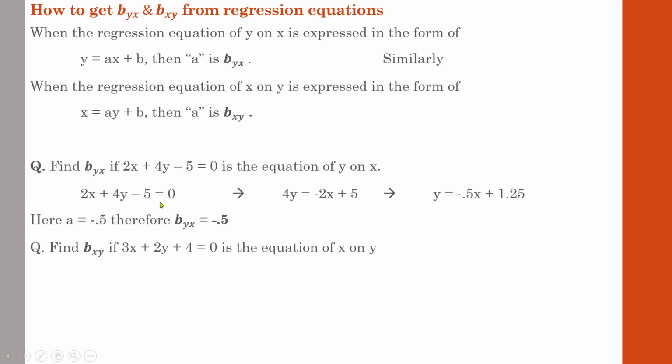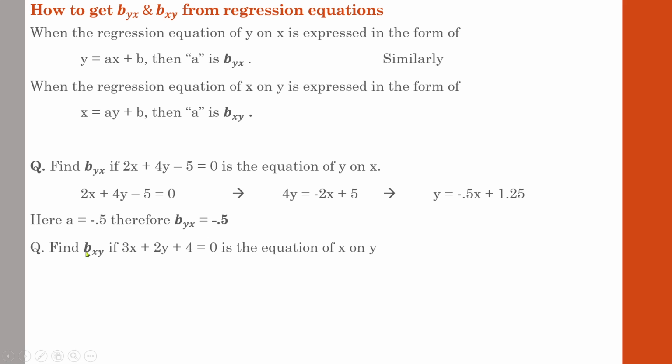Find bxy. Bxy means this one. If 3x plus 2y plus 4 equal to 0 is the equation of x on y. Usually in the question they may not specify the situation as x on y. Find bxy from the equation. That will be the given.